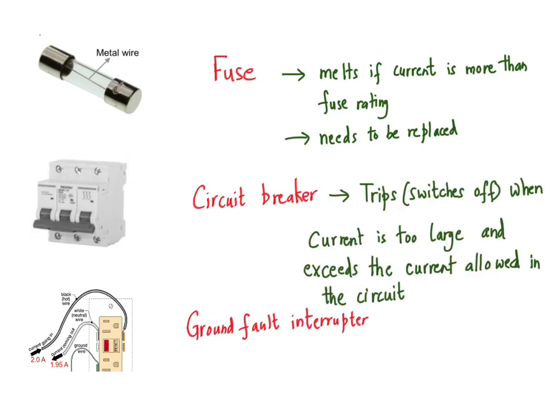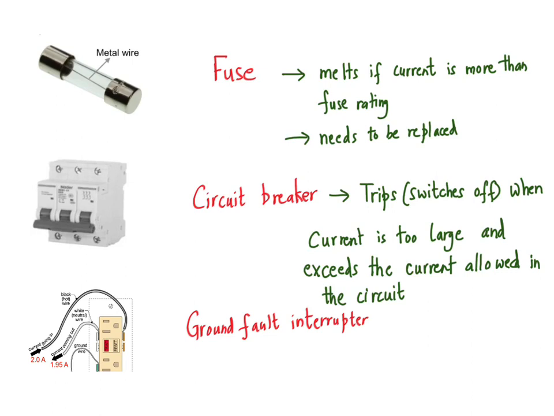A circuit breaker trips, meaning it switches off, when current is too large and exceeds the current allowed in the circuit. You might have seen this in your home circuit breakers. They would trip and then you have to switch it on again for the circuit to work.